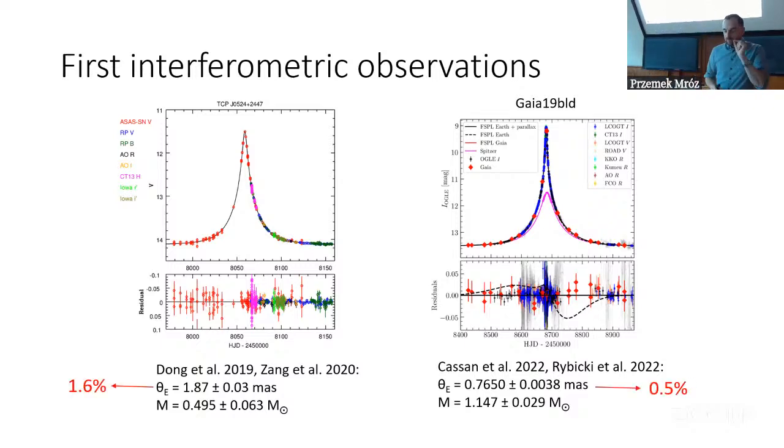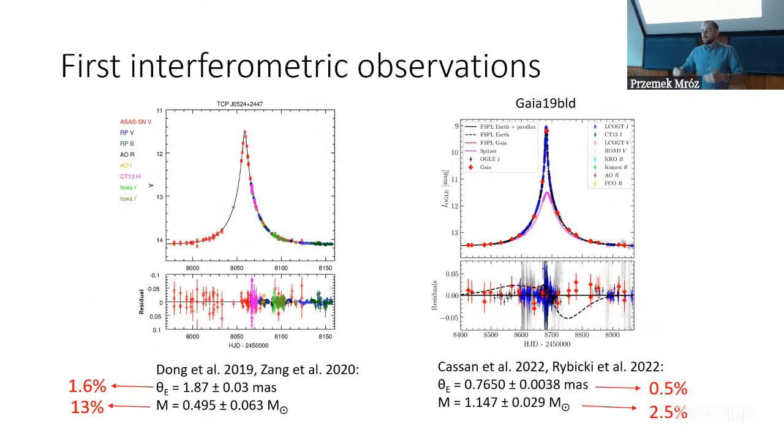What I really want to point out is that these measurements are really precise. So you can measure the Einstein radius with precision from 0.5% up to 1%. And the precision of the mass actually depends on the precision of the parallax, but still you can achieve 2.5% precision in these measurements. So really high accuracy.